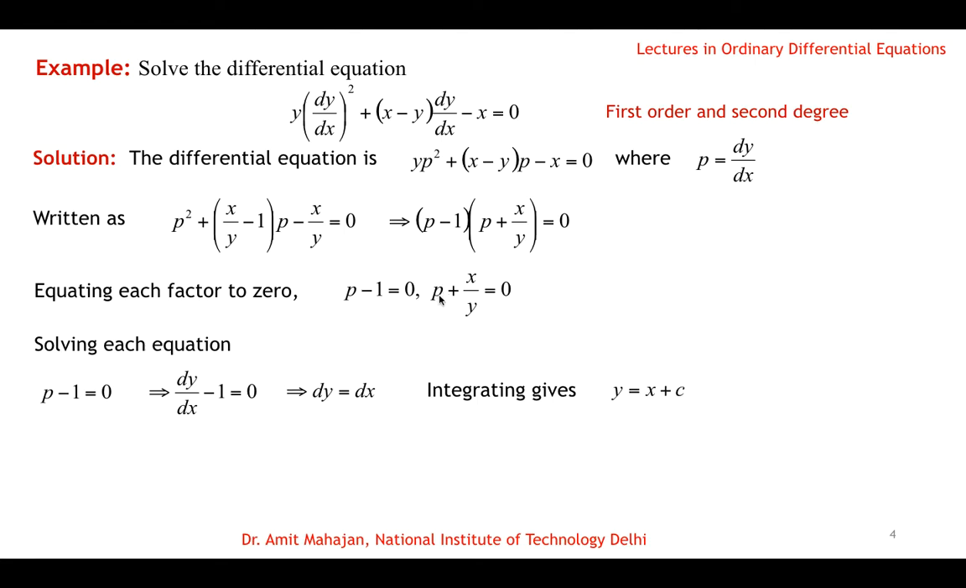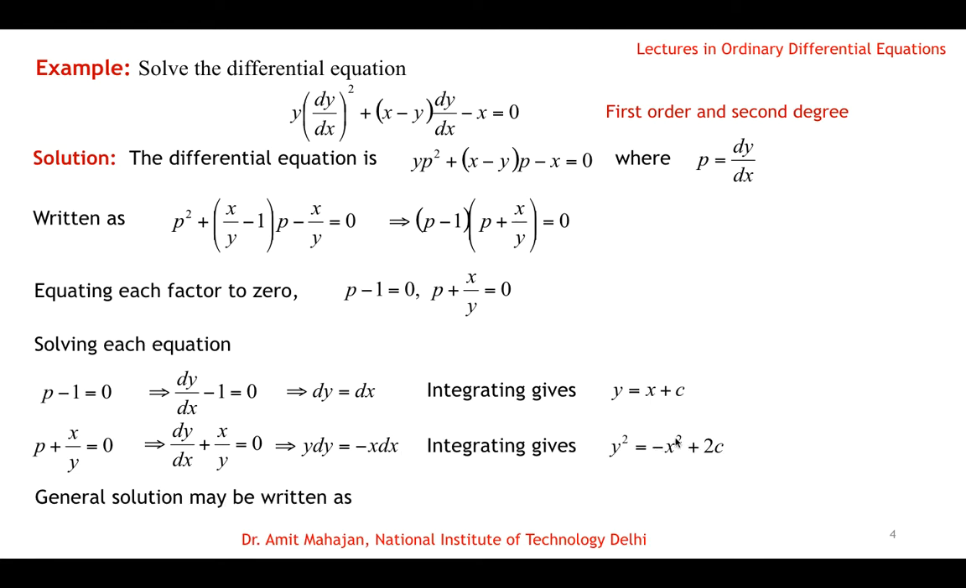Similarly the second equation is p + x/y = 0, and p is dy/dx, so we have dy/dx + x/y = 0. Again separation of variables works here, so y dy + x dx = 0. On integration we have y^2/2 + x^2/2 = constant. Remember you have to use the same constant, whatever constant you used here.